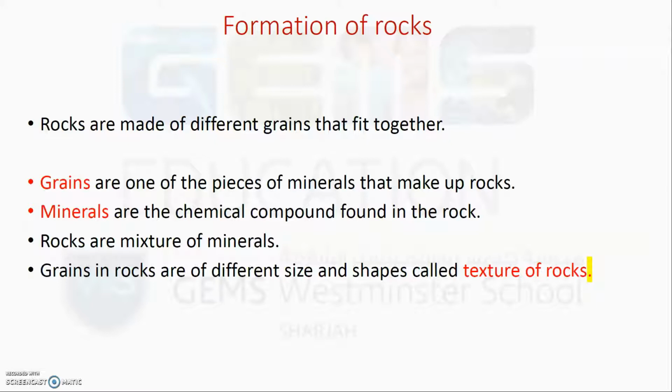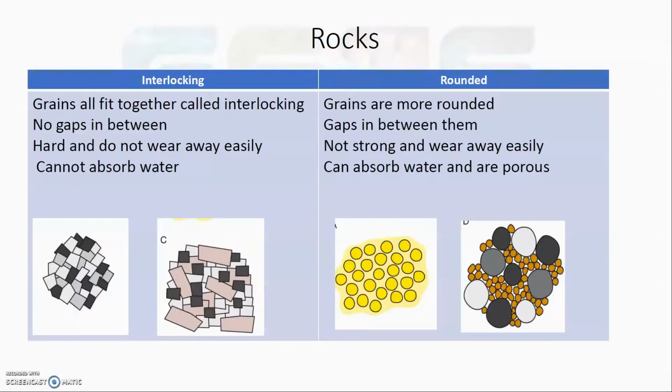Here we have another point. Grains in rocks are of different sizes and shapes, called textures of rocks. So the grains in the rock can be any size, they can be different sizes and even different shapes. This is called the texture of the rocks.